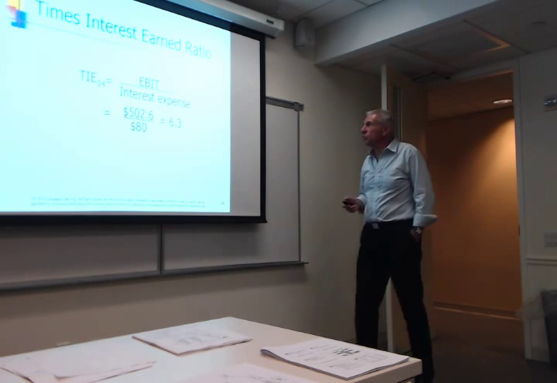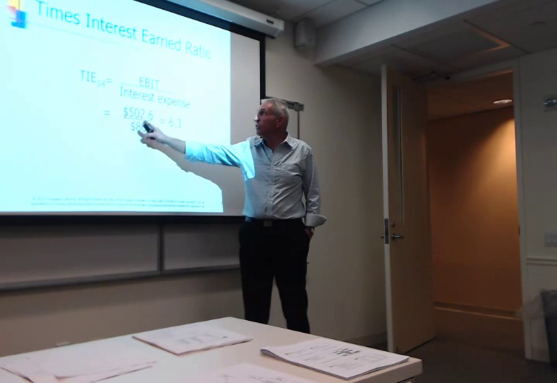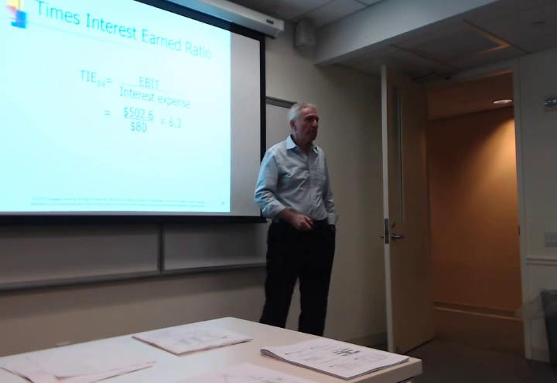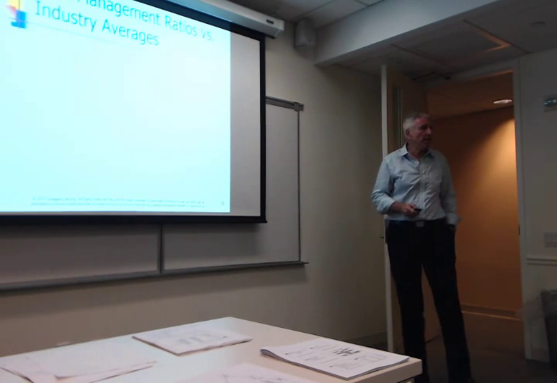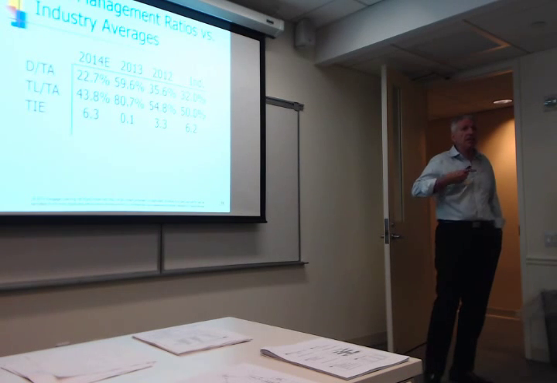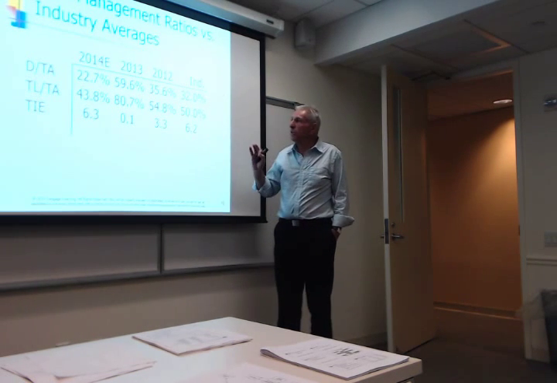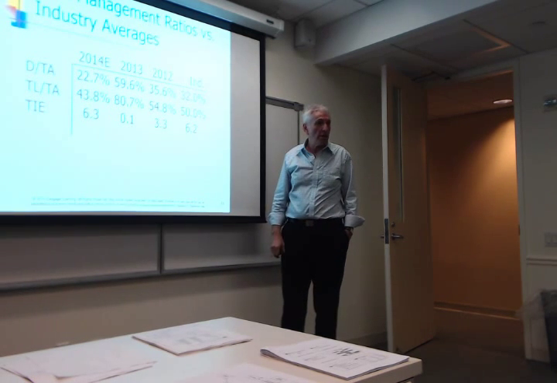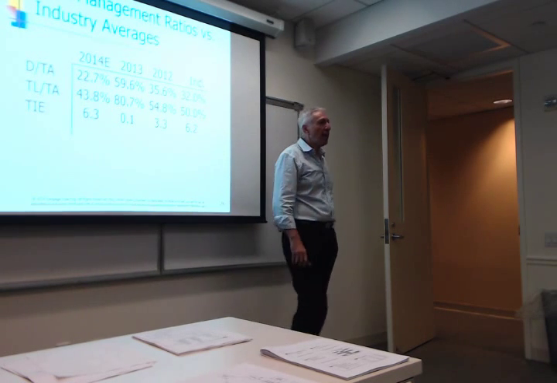So again, we go right to the income statement. It's an income statement ratio. We look at what our EBIT is. We look at what our interest expense is, and we calculate the ratio. The higher the ratio, the better, because this tells us how many times we earn that interest expense. So again, if we look at the ratios here, times interest earned, we're on the industry standard. Now, we didn't do so well in the last two periods, but we're okay now.